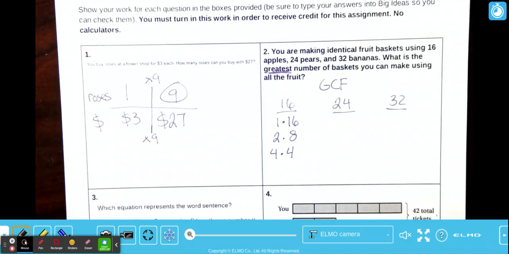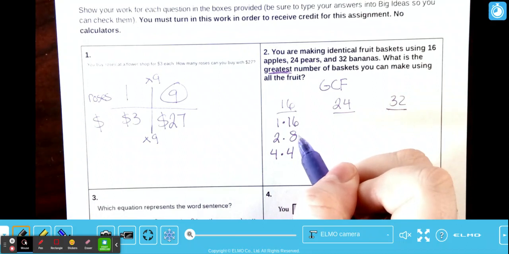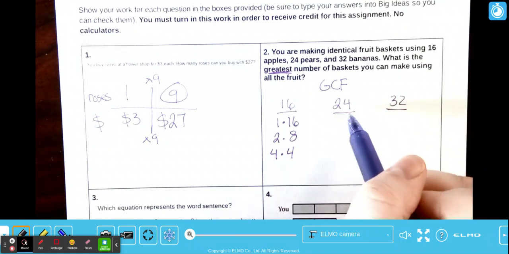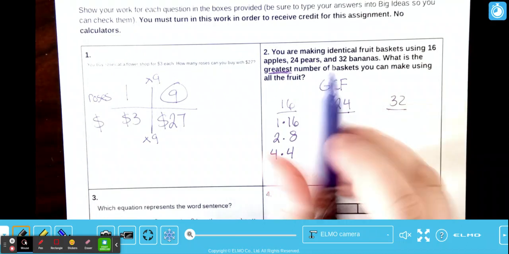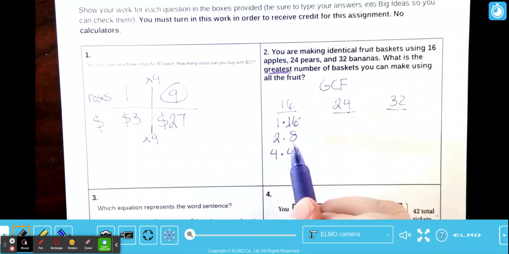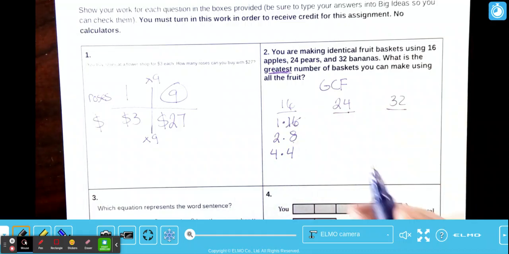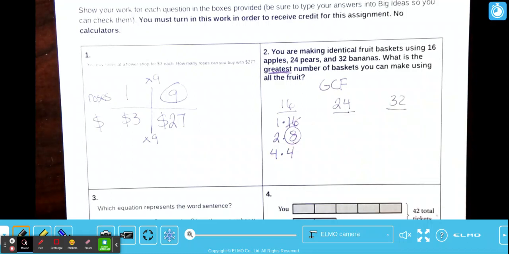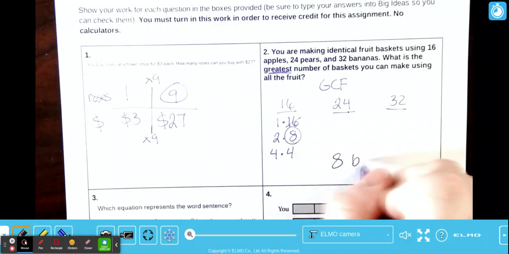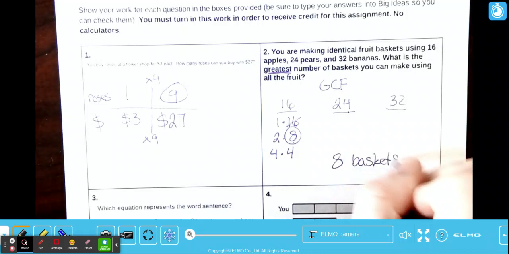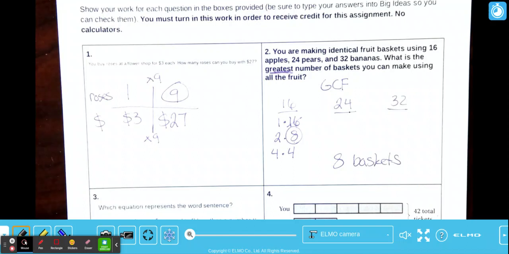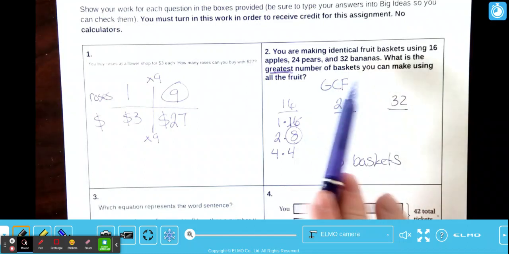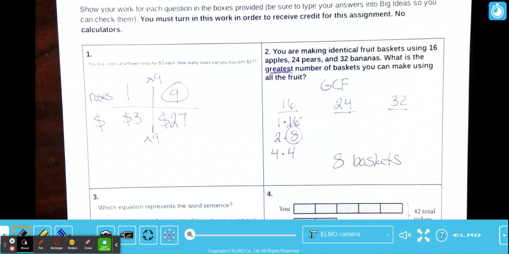Okay, so we're going to check and see which one works. Does 16 go into 24? No, so that one's not going to work. So my next biggest one is 8. Does 8 go into 24? Yes. Does 8 go into 32? Yes. So what is my greatest common factor? 8, which means I can make how many baskets? 8 baskets. Does it say how many pieces of each fruit go into the baskets? No. So thankfully we don't need to do that. But if we did, we would just divide all of these numbers by 8, and that's how many of each fruit would go in the basket.